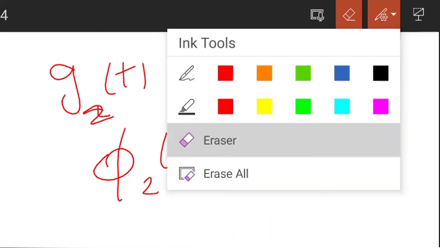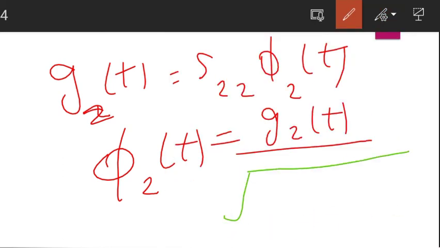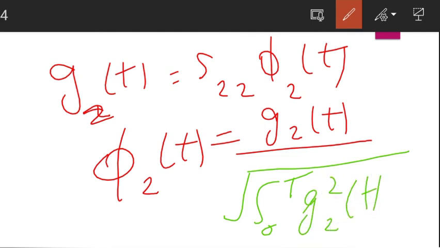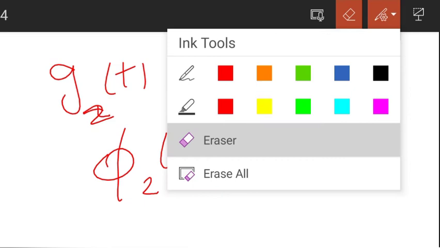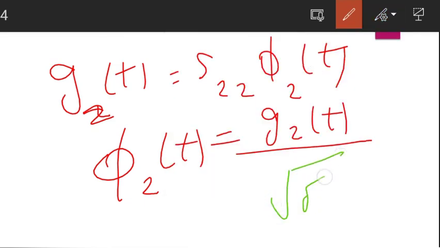It is the square root of the integral from 0 to T of G2 square of t dt. This is nothing but E2, the energy. So I will be replacing that with root of E2. No need to write it all out.